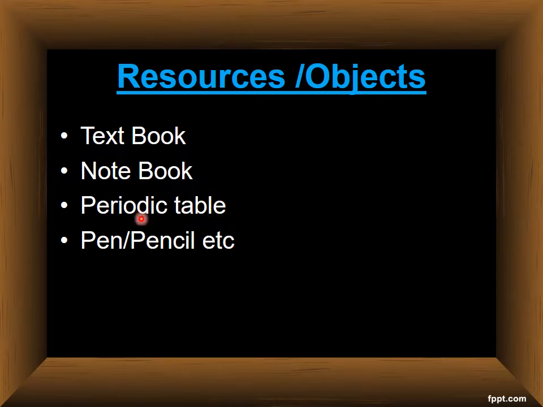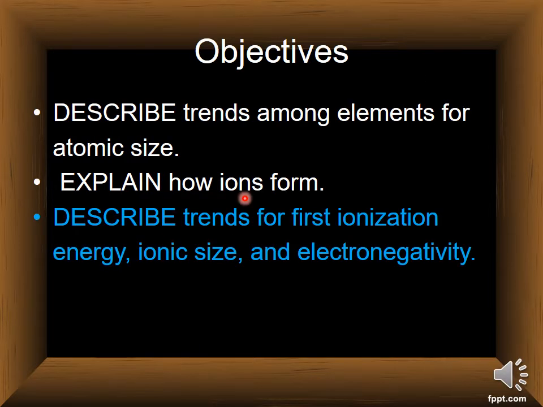Periodic table you can find inside the book, but it is much better to have a handy periodic table, like A4 size, so you can read easily. Our main objective today is to describe trends for first ionization energy, ionic size and electronegativity. Remember, these two objectives we already finished.